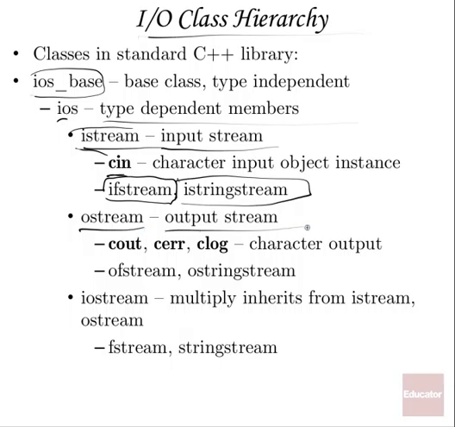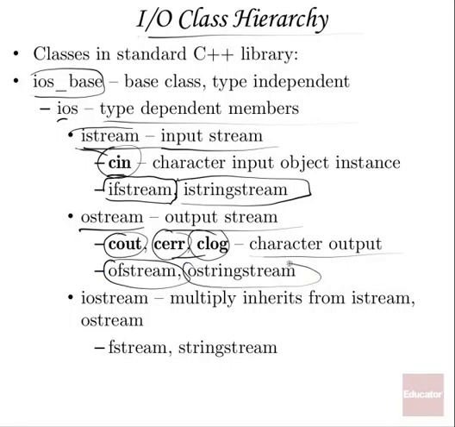We have an output stream. And like we have cin, we have cout, your standard output, cerr, standard error, and clog, which you can redirect to a log file. But if you don't, it will default to cerr, just go to the same location for character output. And of course, you have your output file stream, your output string stream. And we have iostream, which multiply inherits from both the istream and the ostream. And from it is derived fstream, so that's input and output to a file, and stringstream is input and output to a string, or from a string.